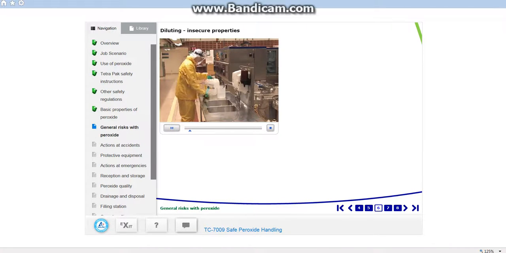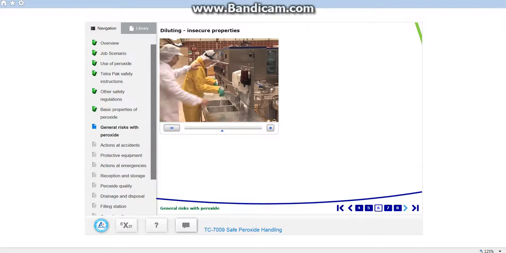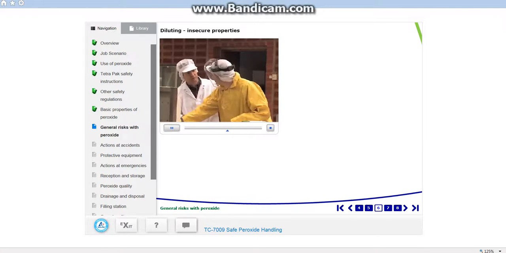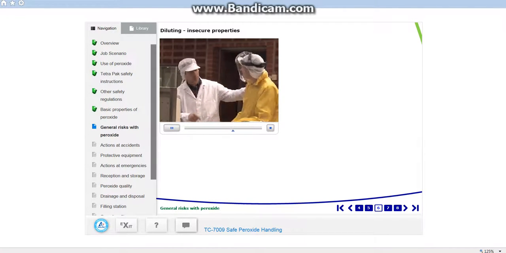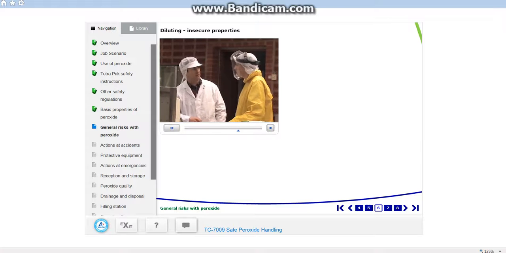It is not recommended to dilute peroxide to attain a lower concentration. The safest way is to always use ready mixed peroxide with the correct concentration. You should, under no circumstances, dilute peroxide with normal tap water, since it may not be pure enough. Even low concentrations of contaminants in the tap water can cause decomposition.